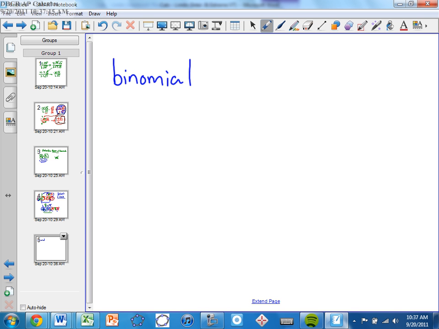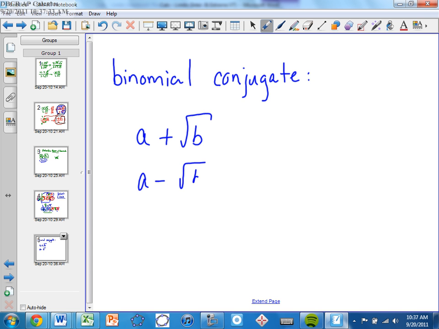So here, let's define a word called binomial conjugate. I'm going to define it with the actual expression to make it easier. So A plus radical B and A minus radical B are binomial conjugates.